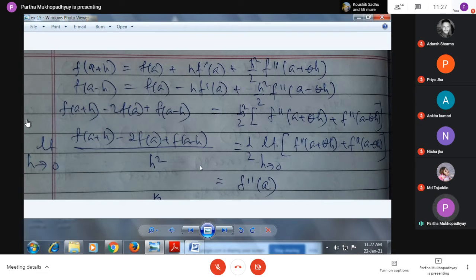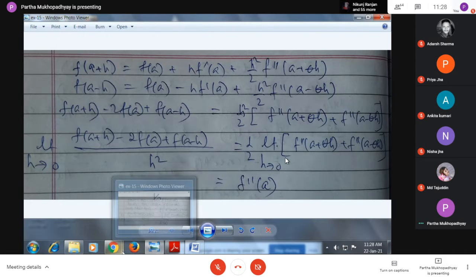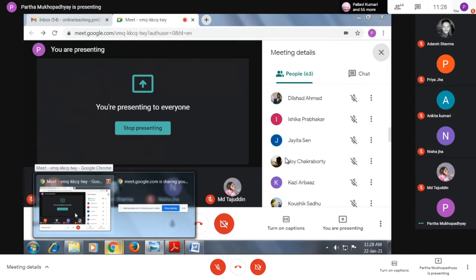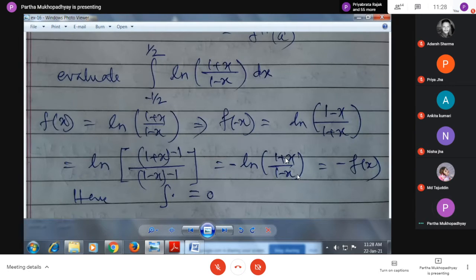So remember that you might have to solve some problem by taking the negative increment, that is putting minus h instead of h. Many problems can be solved using this. Everybody is clear? Any doubt? I am using the mean value theorem up to second order. Is this okay? Okay. Next problem.